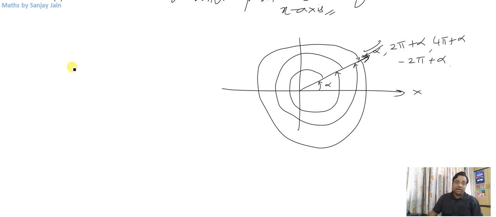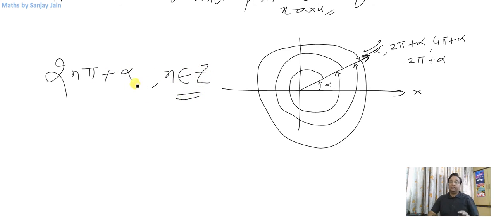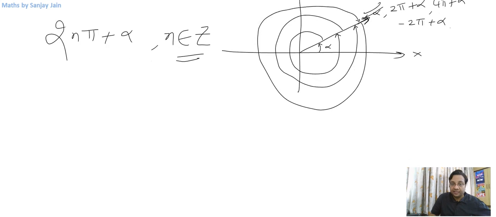So argument is not unique. What I mean to say is, argument of OP is not unique because it will be 2n pi plus alpha, where n belongs to integers, right? So these arguments will differ by 2 pi.